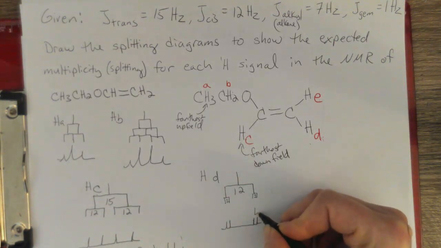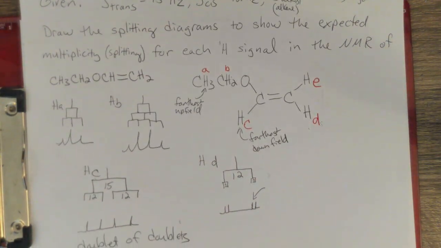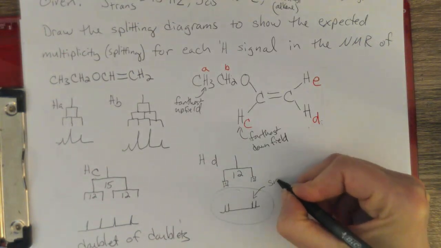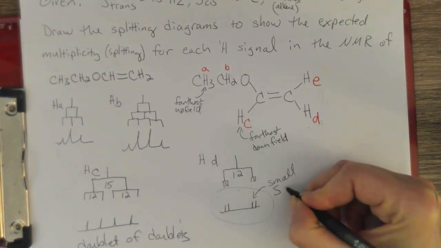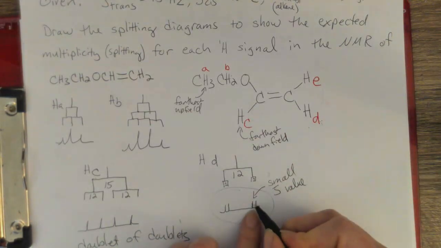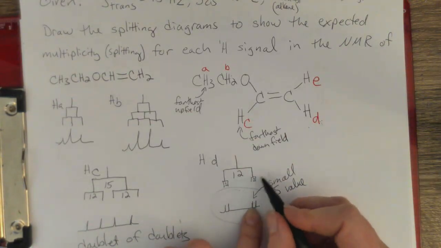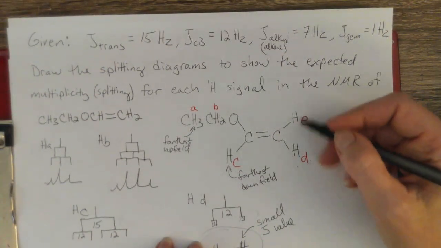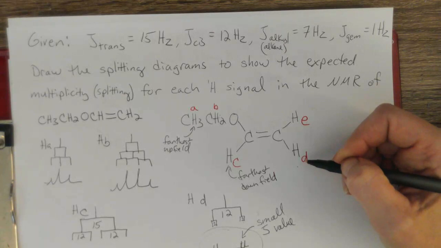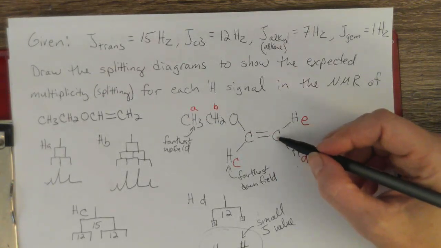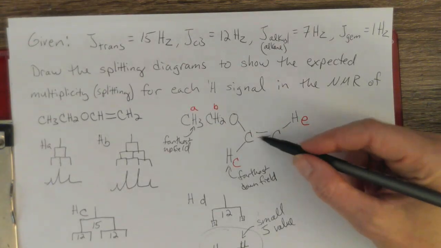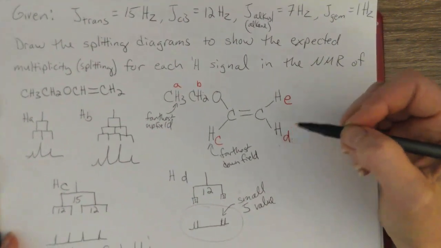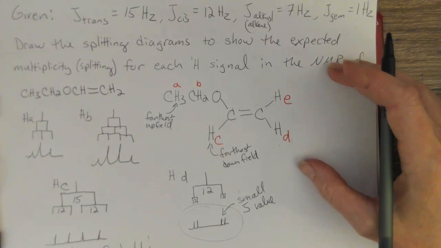You'll see me write on some of the NMR spectra examples. I'll circle something and say small j value. And that's referring to this distance here because we had a really small j value. And that's your clue that you've got geminal protons. Okay, so you've got an sp2 hybridized carbon, part of a carbon-carbon double bond with two hydrogens on it. That's going to really help you on exams.